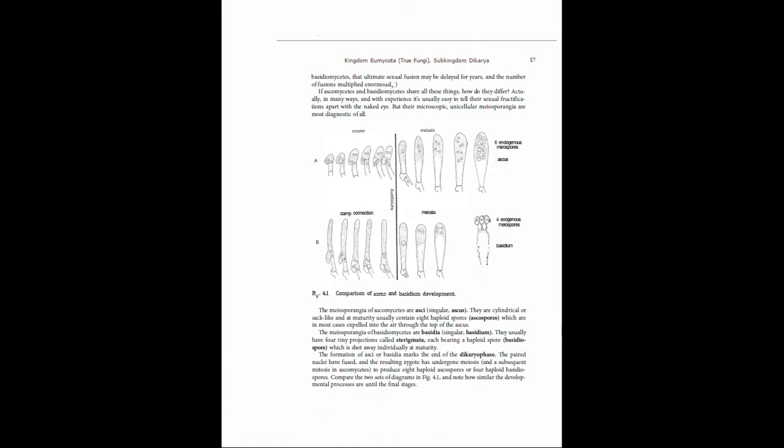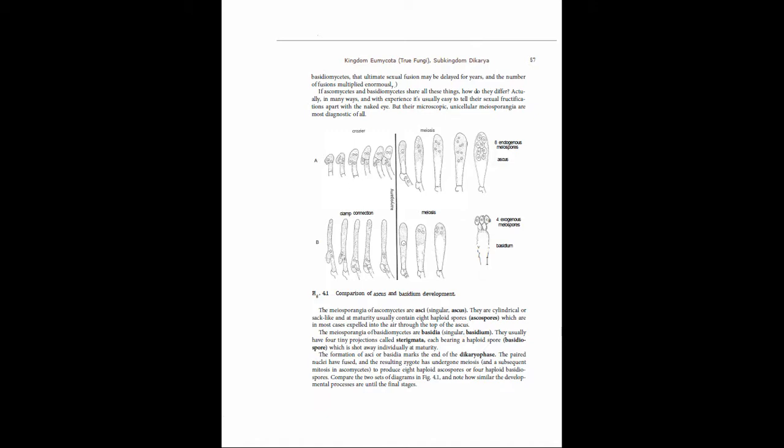Actually, in many ways, and with experience it's usually easy to tell their sexual fructifications apart with the naked eye. But their microscopic, unicellular meiosporangia are most diagnostic of all.